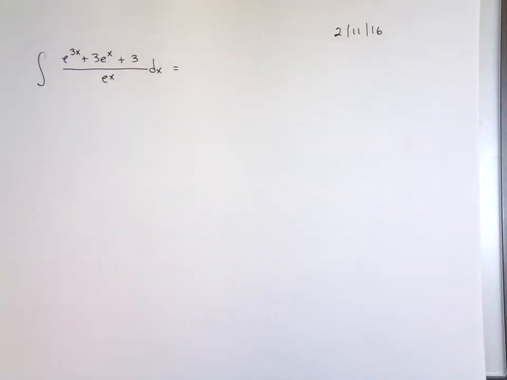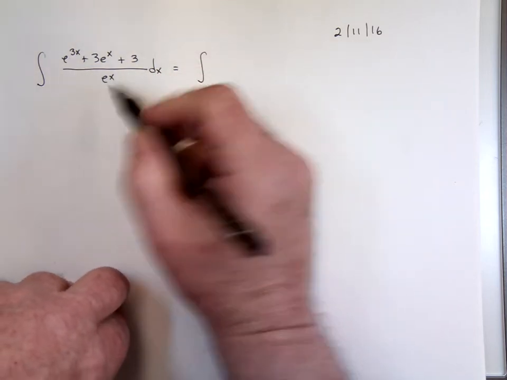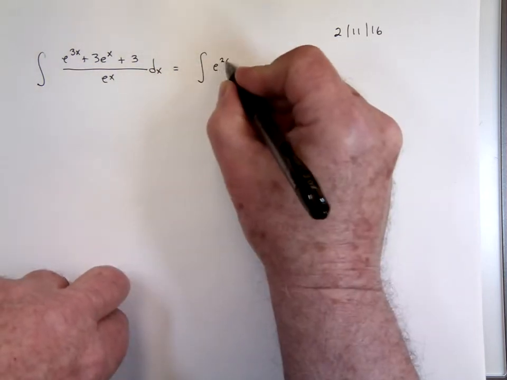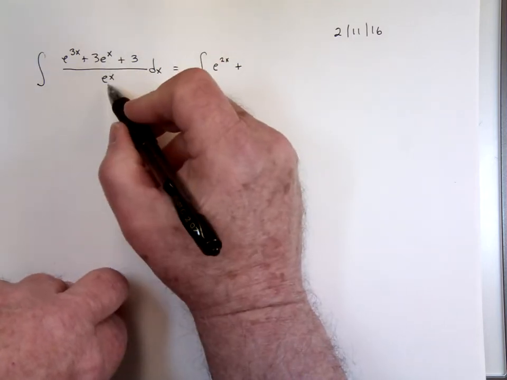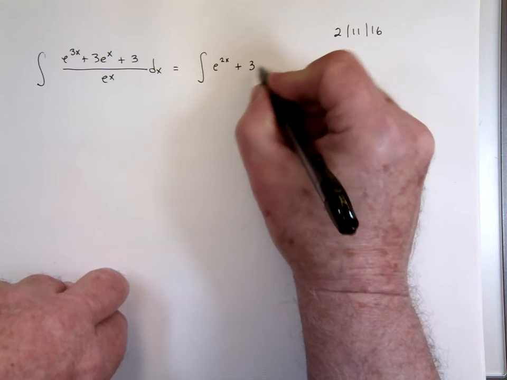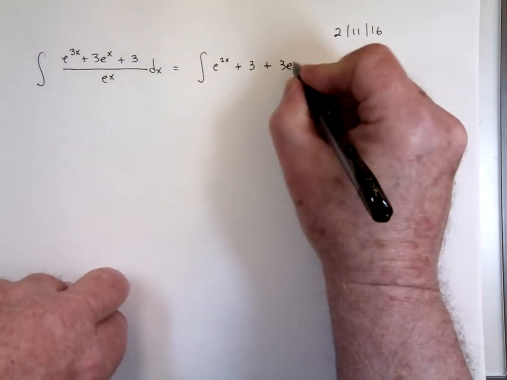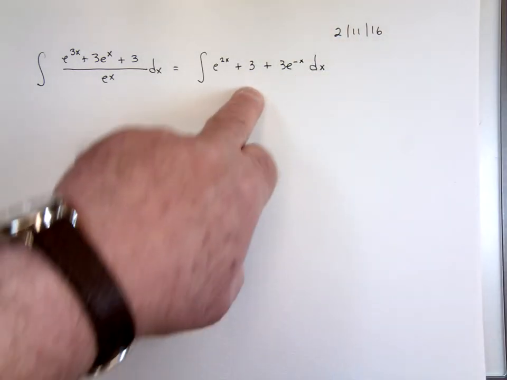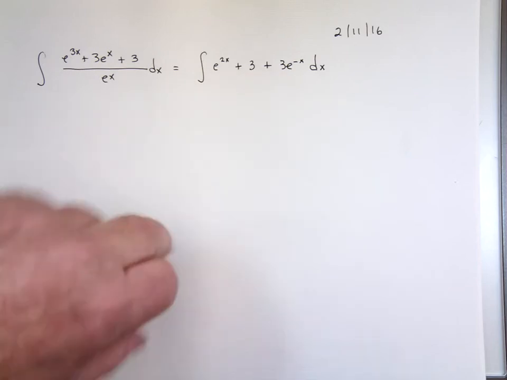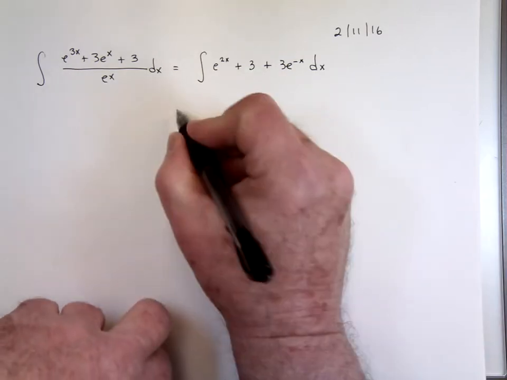What you want to do here is split it up into 3 parts. e^(3x) over e^x is e^(2x). 3e^x over e^x is 3. 3 over e^x is 3e^(-x). And what you've got here is the integral of that constant, and then you have 2 other integral of e^u forms. So, let's do them.